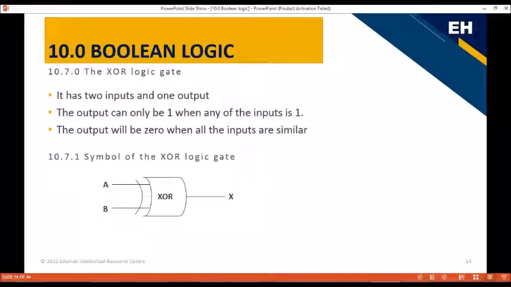Very important. Now the symbol of the XOR logic gate looks more like that of the OR logic gate, except there is an arc before the logic gate. So A XOR B give rise to the output X.